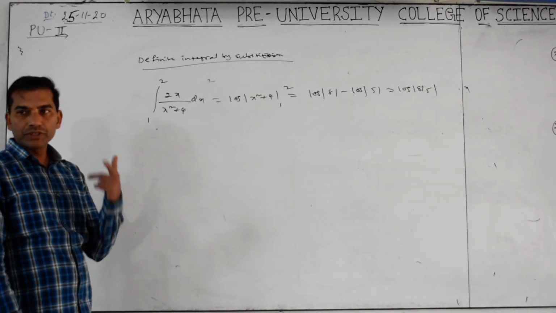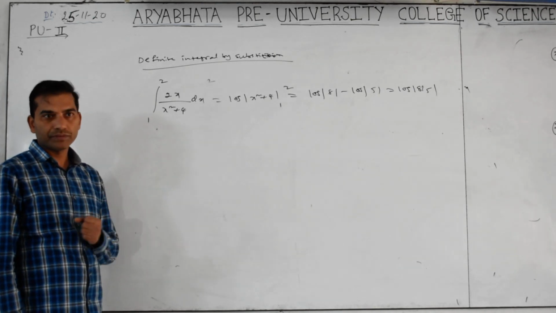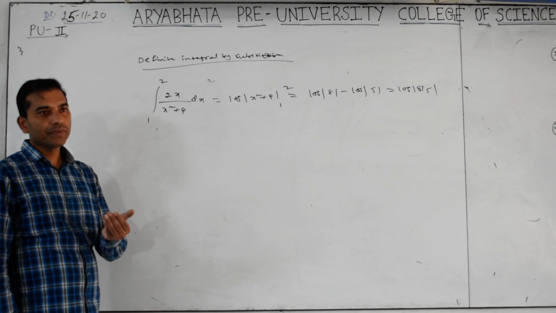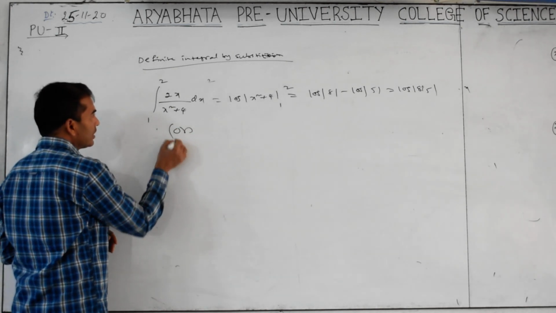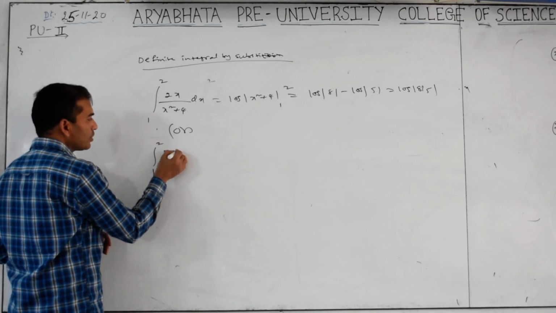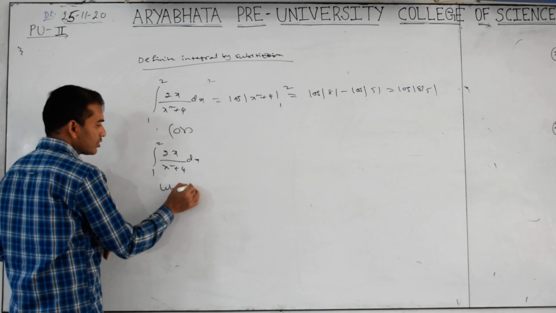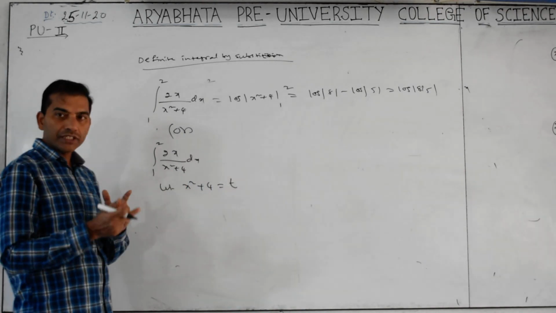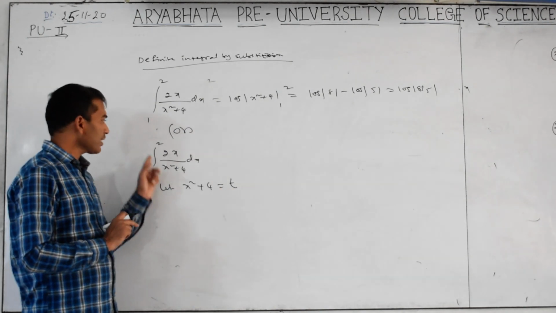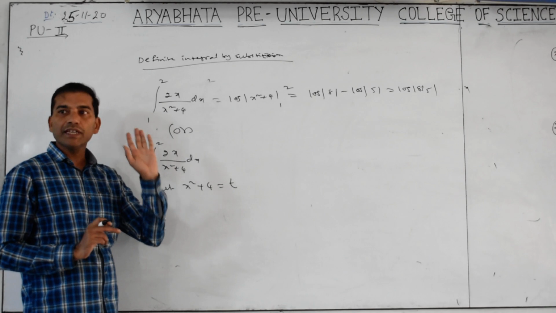This I have done by using the indefinite integral concept. Now I am doing it by using the substitution method, another method. Integration of 1 to 2, 2x by x square plus 4 dx. Let x square plus 4 equal to t. When you change the variable, these are x limits, then limits also will be changed.